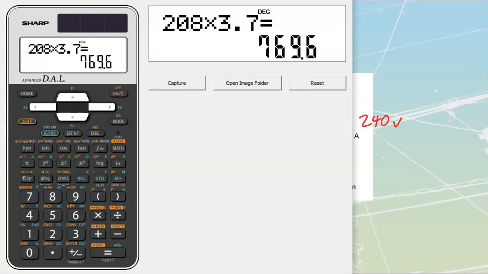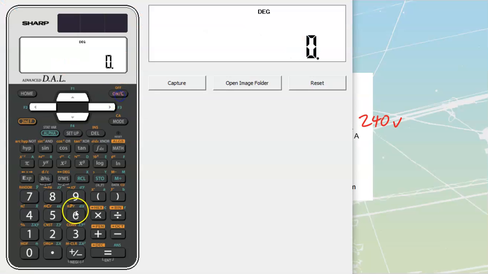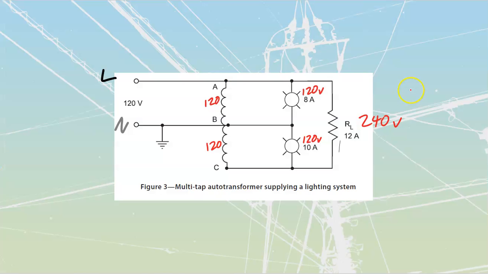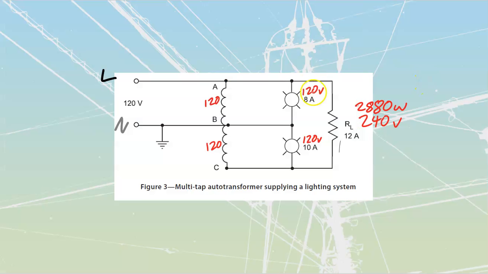Let's start with the first one. The very first one was going to be this winding over here. 12 amps, 240 volts. We can just multiply those together. 12 times 240 gets me to a power of 2880 watts. So I'm going to drop that in, 2880 watts. I'm going to do this one next. It's going to be 120 times 8, which should give me 960. 120 times 8 equals 960 watts.